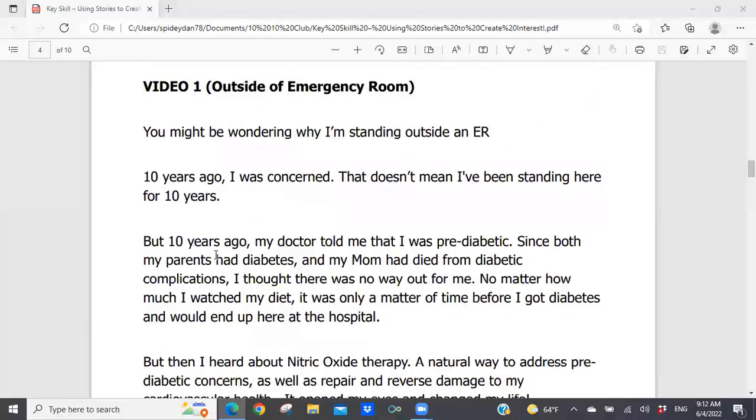Here's the scripting. You might be wondering why I'm standing outside an ER. 10 years ago, I was concerned. That doesn't mean that I've been standing here for 10 years. But 10 years ago, my doctor told me that I was pre-diabetic. Since both my parents had diabetes and my mom had died from diabetic complications, I thought there was no way out for me. No matter how much I watched my diet, it was only a matter of time before I got diabetes and would end up here at the hospital.